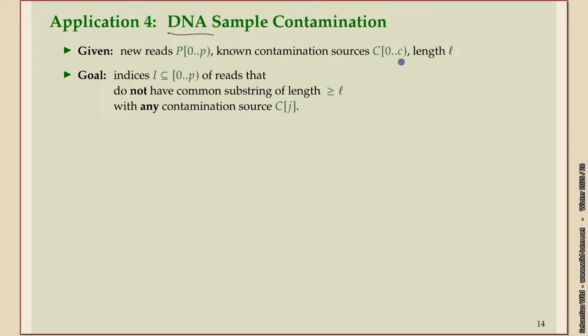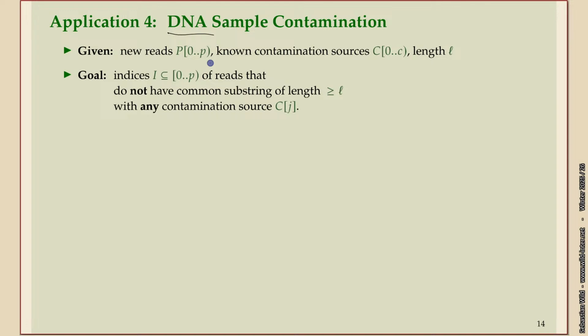protein looks like. And we'd like to find, for all those reads, only those that don't have a long common substring with any of the contaminants. Because if they do, then maybe we should discard those reads as being a contamination source. But the whole goal here is not to throw the entire sample away, but just keep the reads that are likely new and not from any of these known sources.